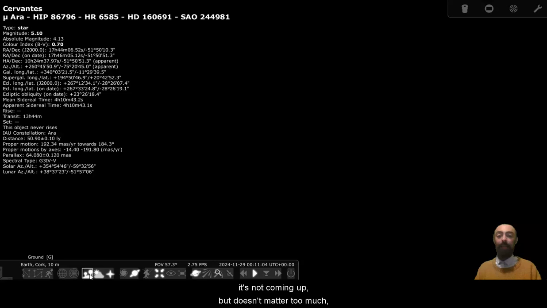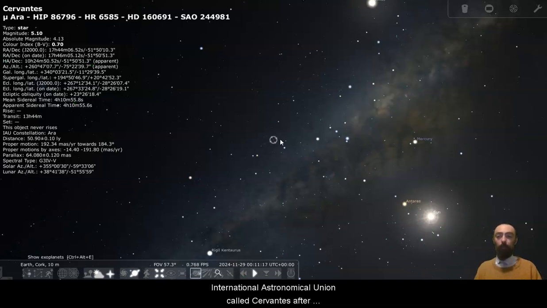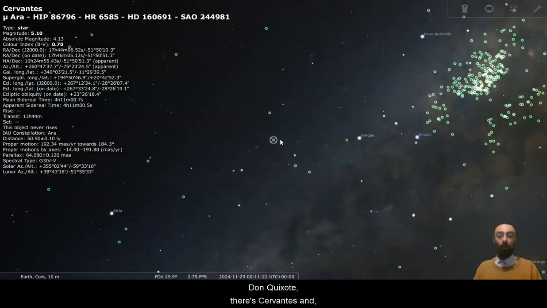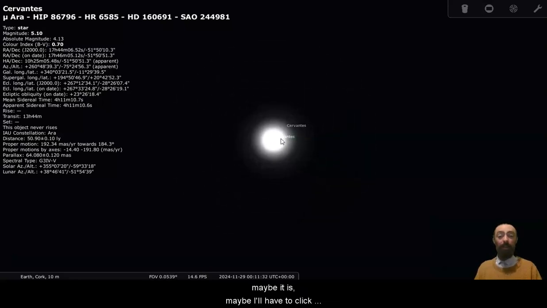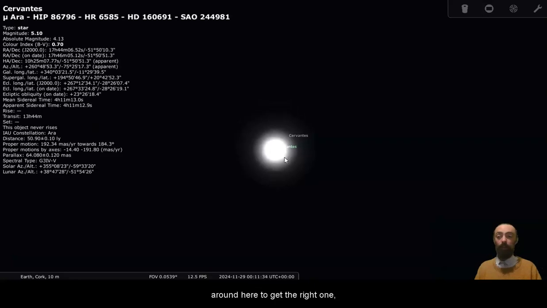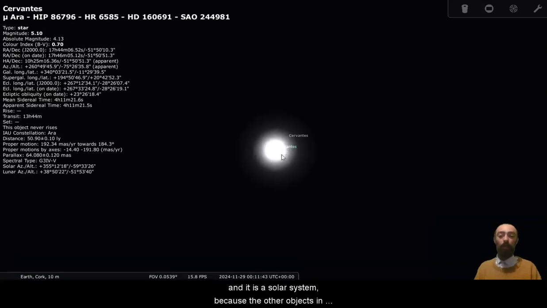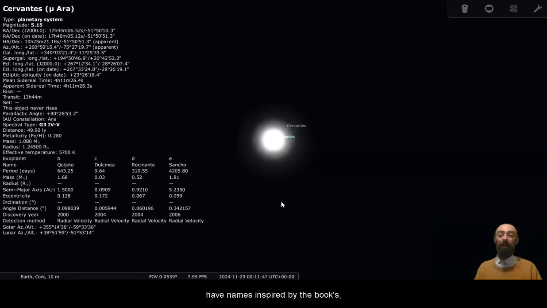Of a star and planet that was renamed in 2015 by the International Astronomical Union, called Cervantes, after the Spanish author of the book Don Quixote. There's Cervantes, and is Cervantes a binary star system? Maybe it is. Maybe I'll have to click around here to get the right one. I do particularly want the one that is a solar system, and it is a solar system, because the other objects in the solar system, there we go, have names inspired by the books.